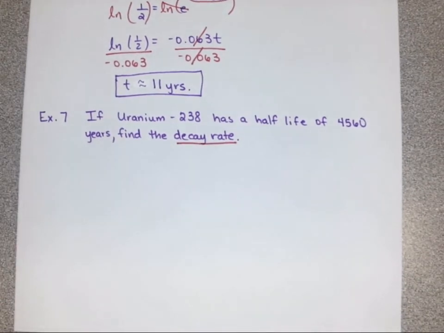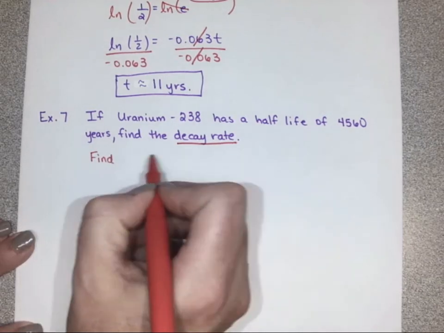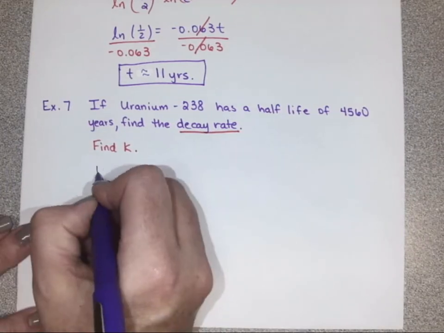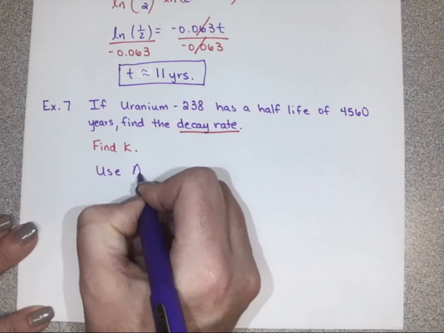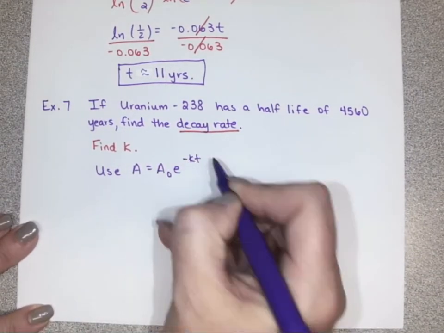So I'm not asking you to find T this time, right? What am I asking you to find this time? I'm asking you to find the k, right? Like the decay constant in this case. Okay, but I'm still going to use the general formula. I'm still going to use A equals A sub 0 e to the negative kt power.